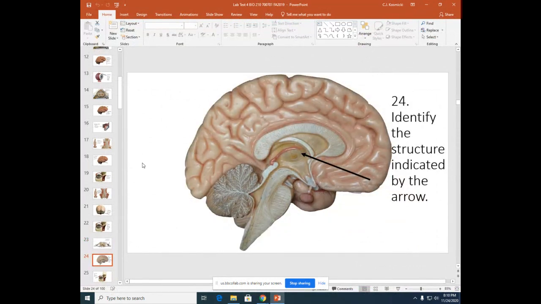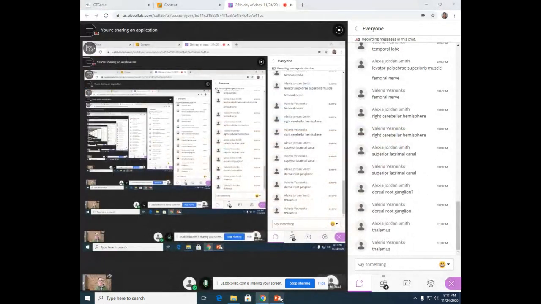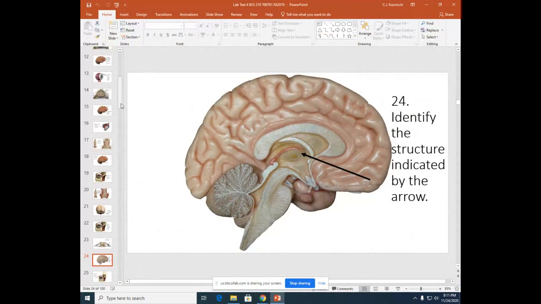Okay, back in the brain, identify the structure indicated by the arrow. In our mid-sagittal cut of the brain, we're on the inside here. I will give you a hint: the structure is the relay station or filter for the cerebral cortex. What do you think? Thalamus. Perfect. What do we got at home? Yes, thalamus.